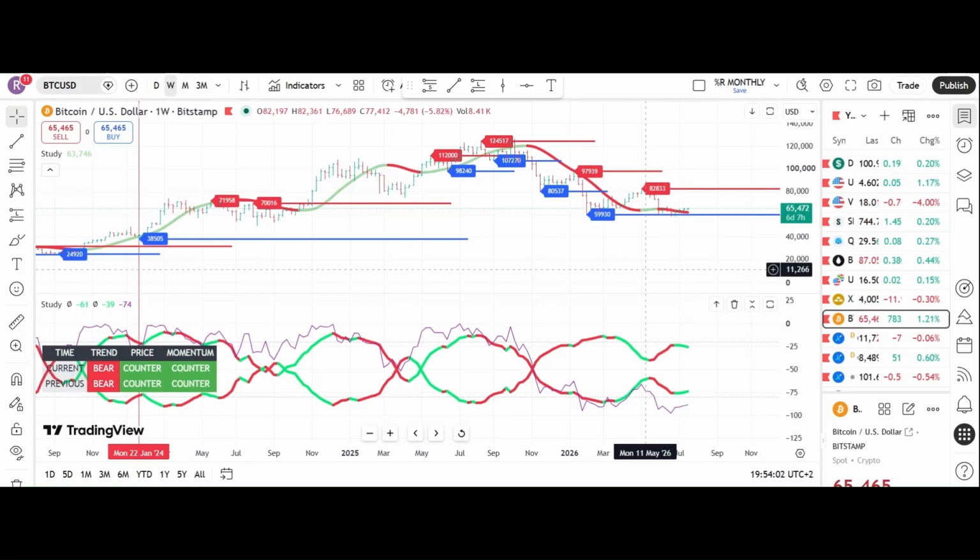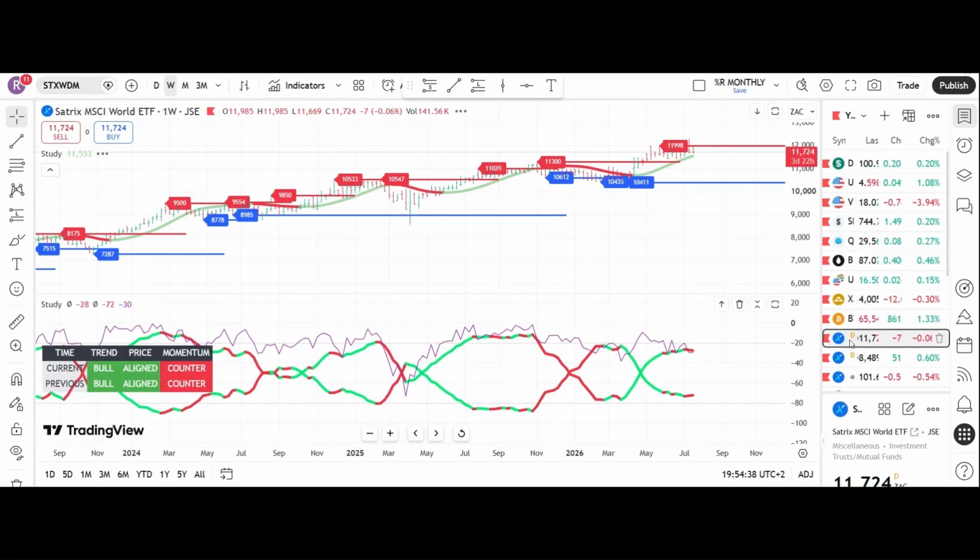Then we come to Bitcoin, and in Bitcoin we have a bear trend. It's continuing that bear trend, but there is a counter trend at the moment. Price is above its moving average, and we see here that there is a green momentum taking place, but not very strong. There is a V here, and then an upward movement. So a bit of bullish momentum in Bitcoin, but still in its bearish longer trend.